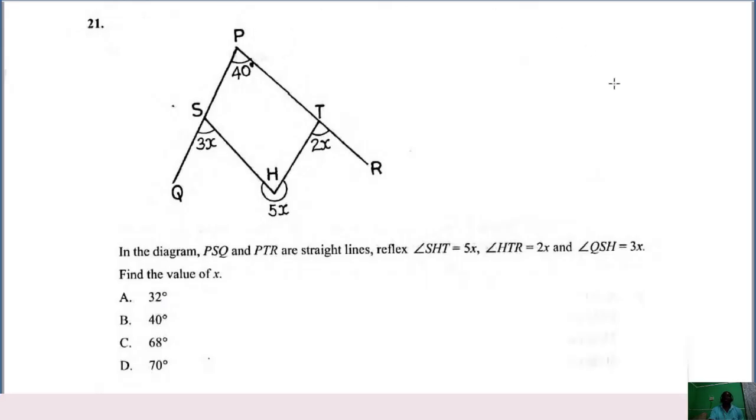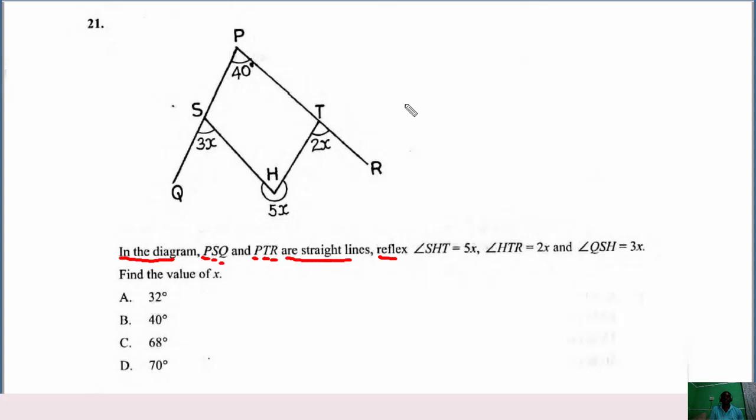Welcome to this lesson. In this lesson, we are looking at our objectives. So we continue from question 21. In question 21, it reads, in a diagram, PSQ and PTR are straight lines.